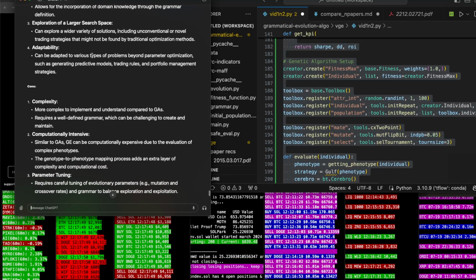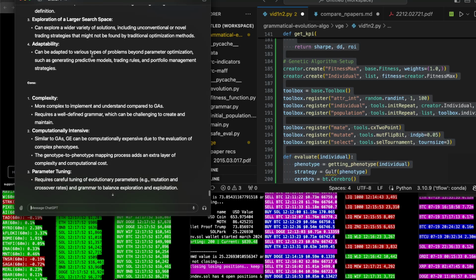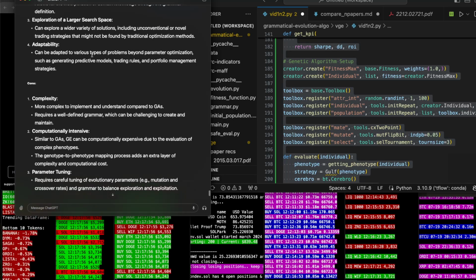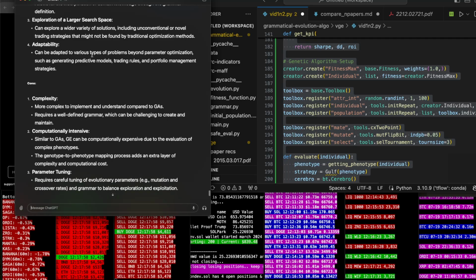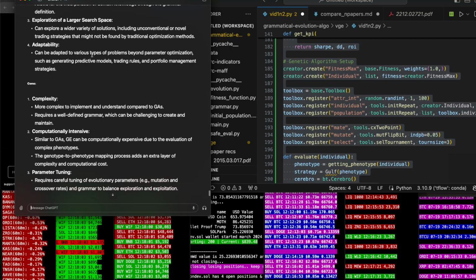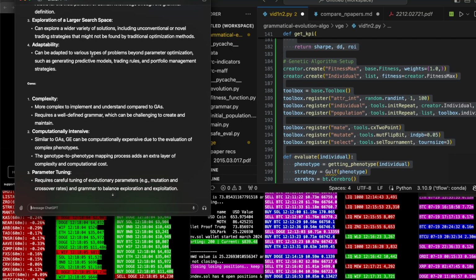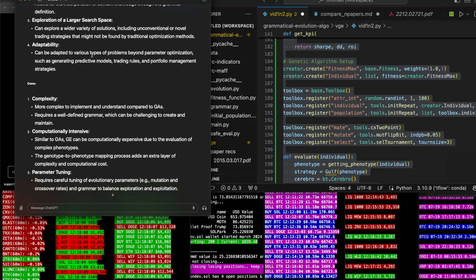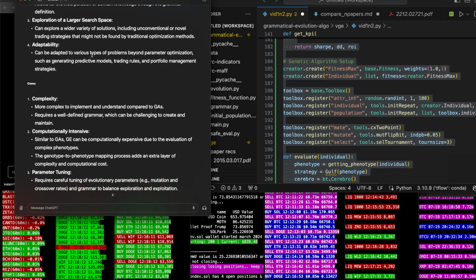Exploration of larger search spaces. Can explore a wider variety of solutions, including unconventional or novel trading strategies that might not be found by traditional optimization methods. Adaptability. Can be adapted to various types of problems beyond parameter optimization, such as generating predictive models, trading rules, and portfolio management.